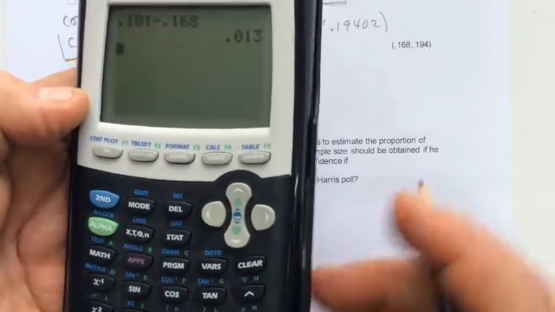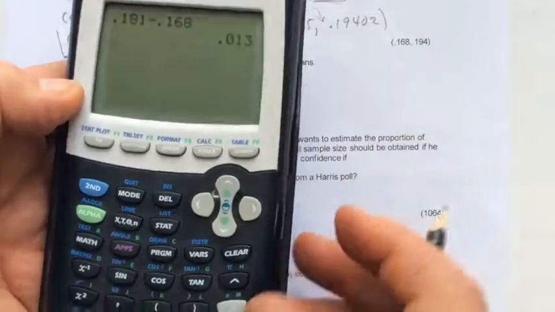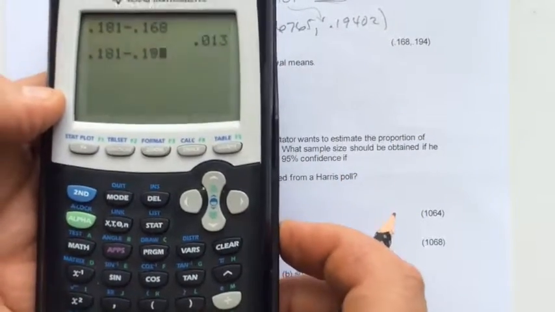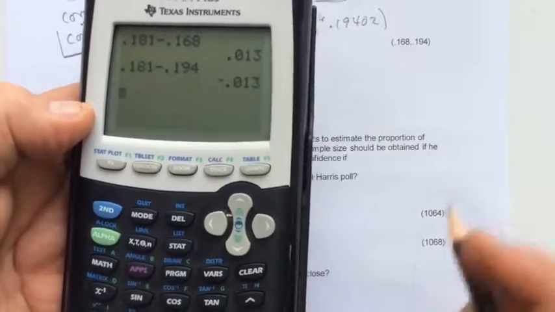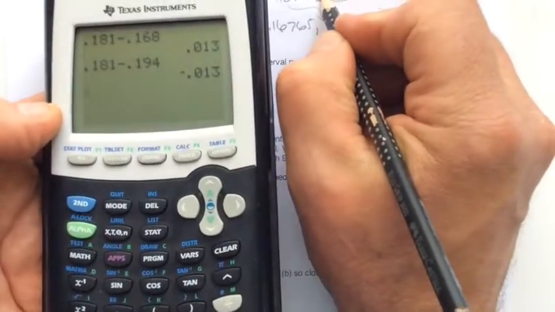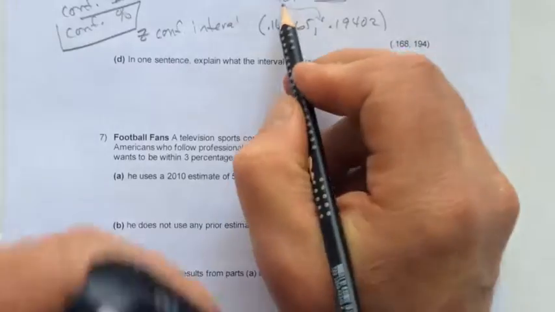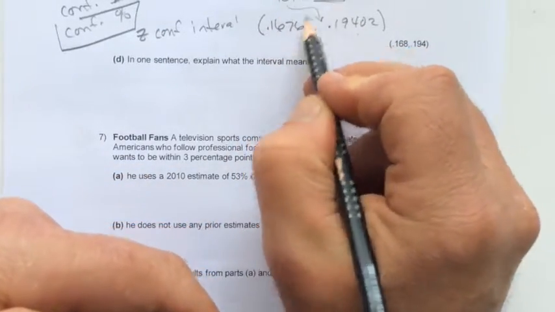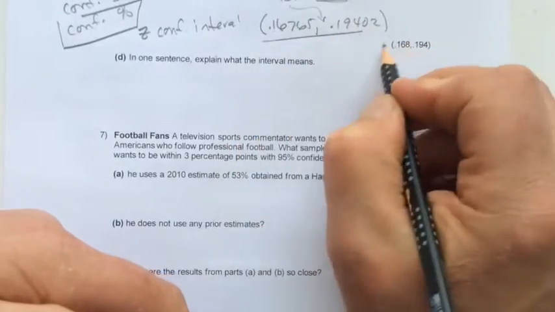See how that's 0.013? We could have done it from the top end also. If we take 0.181 and subtract 0.194, see, it's plus and minus the 0.013. 18.1 plus that is the top end, and 18.1 minus that is the low end. So here's our confidence interval.